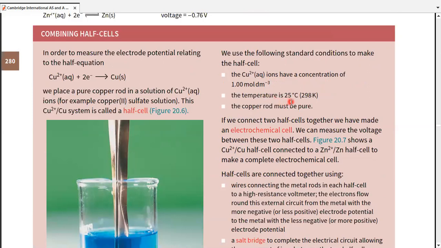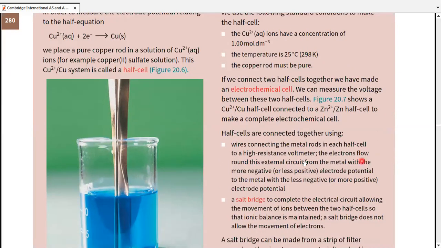The temperature is 25 degrees centigrade, which in standard units is 298 Kelvin. Understandable. The copper rod must be pure. These are the prerequisites. This is a common short question in past papers, and this is very easy to explain. However, what he does is that he tends to change this question with some other metal rather than copper. Once again, all the things would remain the same, just the name or the symbol of the element would change. So that's very easy to answer.